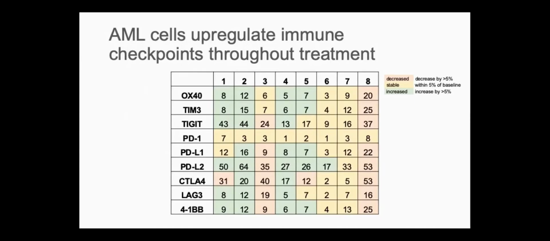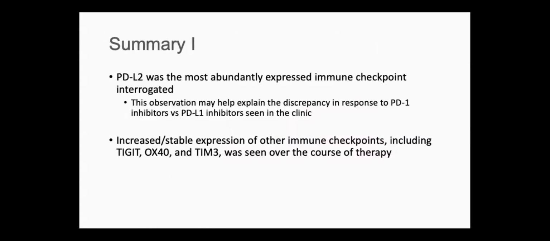So in a similar kind of heat map, we can look at not just the baseline abundance of these other immune checkpoints. Here, the numbers in the heat map represent the percentage of blasts positive at baseline, and we've color-coded this to say whether or not a patient in each column has increased by greater than 5%, stable, or decreased by more than 5%, the abundance of blasts with these particular immune checkpoints. What you can appreciate is that in most of the patients, the majority of these other immune checkpoints are either stable or increasing over the course of treatment.